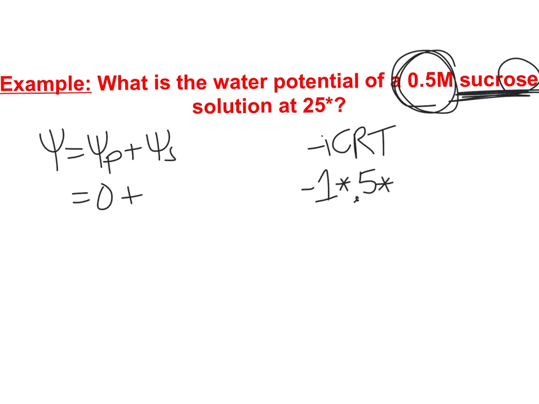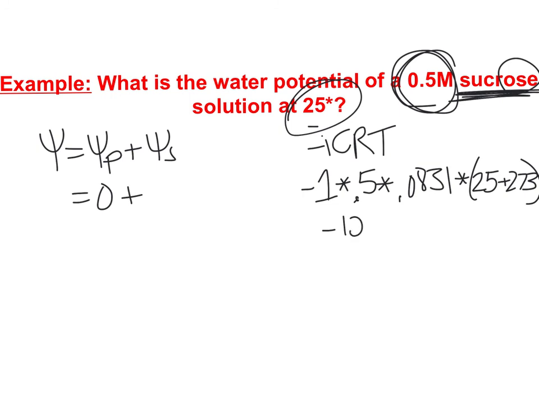R is a constant. It is always going to be 0.0831, always. And then lastly is temp. To find temp, I will do my degrees Celsius, 25 degrees Celsius, plus 273. And I'm now ready to grab my calculator and solve. What I get for that is going to be negative 12.4. When I add that to 0, 0 plus negative 12.4 will give me an answer of negative 12.4. The unit on that is bars.